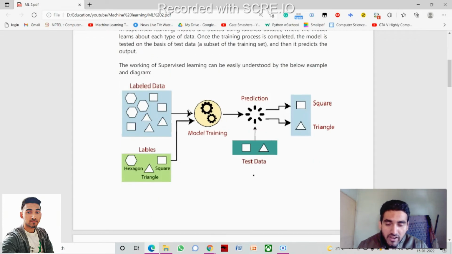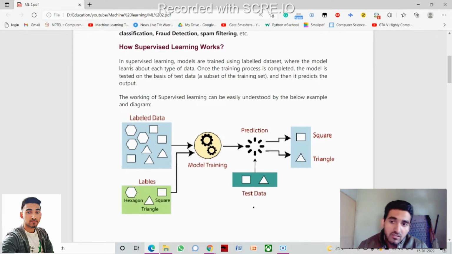So this is the diagram of how it works. In supervised learning, models are trained using labeled datasets, what I told you before, and the model learns about each of the data. Once the training process is completed, the model is tested on the basis of test data, which is a subset of the data.